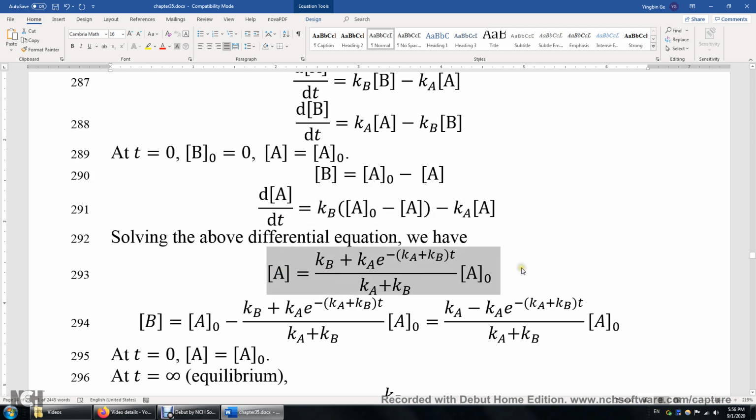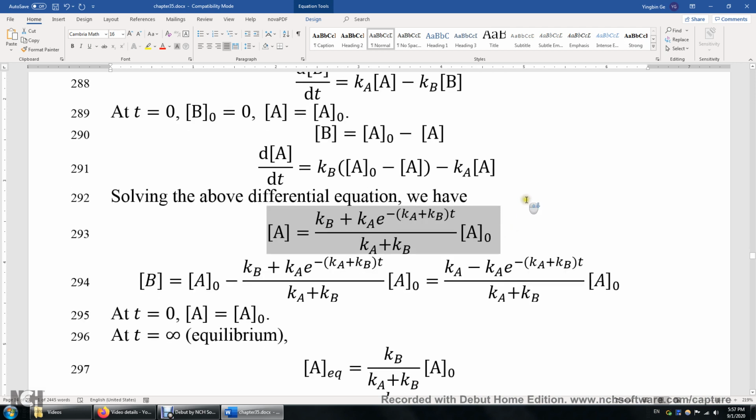It looks very complicated, but we can verify this equation for time 0 and time equals infinity. So we plug in time equals 0 right here, and then this exponential function is just 1. And you have Kb plus Ka over Ka plus Kb. That's just 1. So at time 0, A is equal to A naught. That's correct. What about t equals infinity? We plug in t equals infinity. We get the concentration of A as well. It's going to be Kb over Ka plus Kb times A naught.